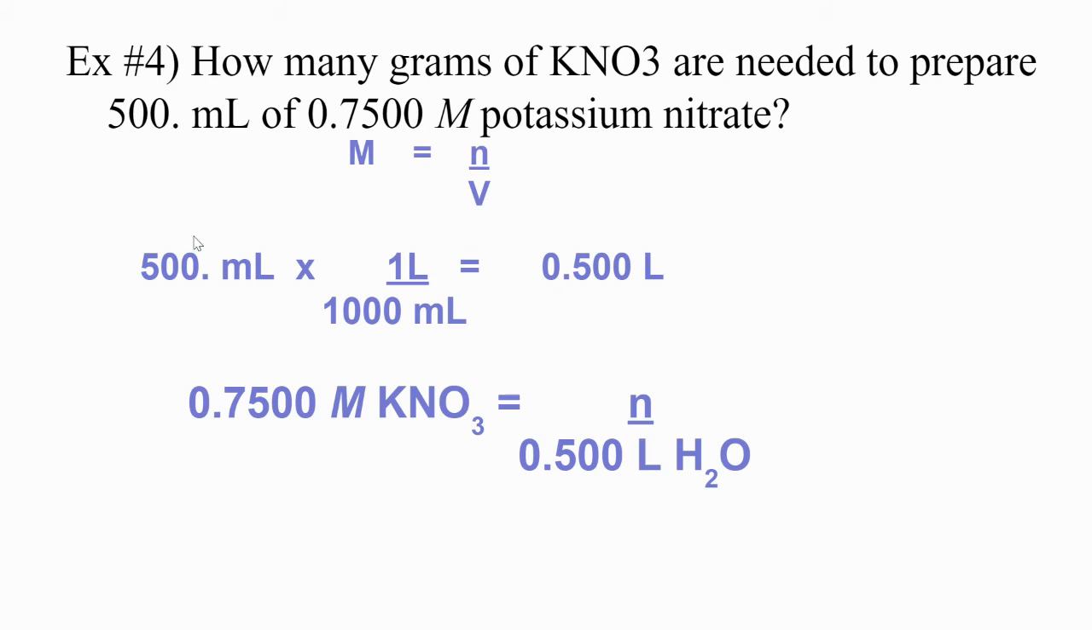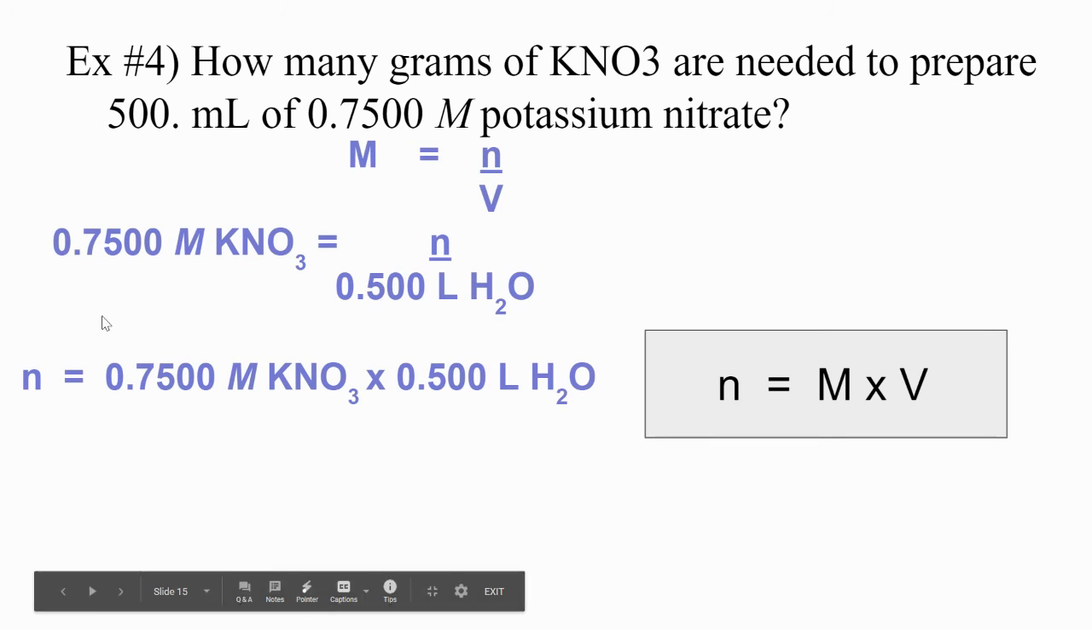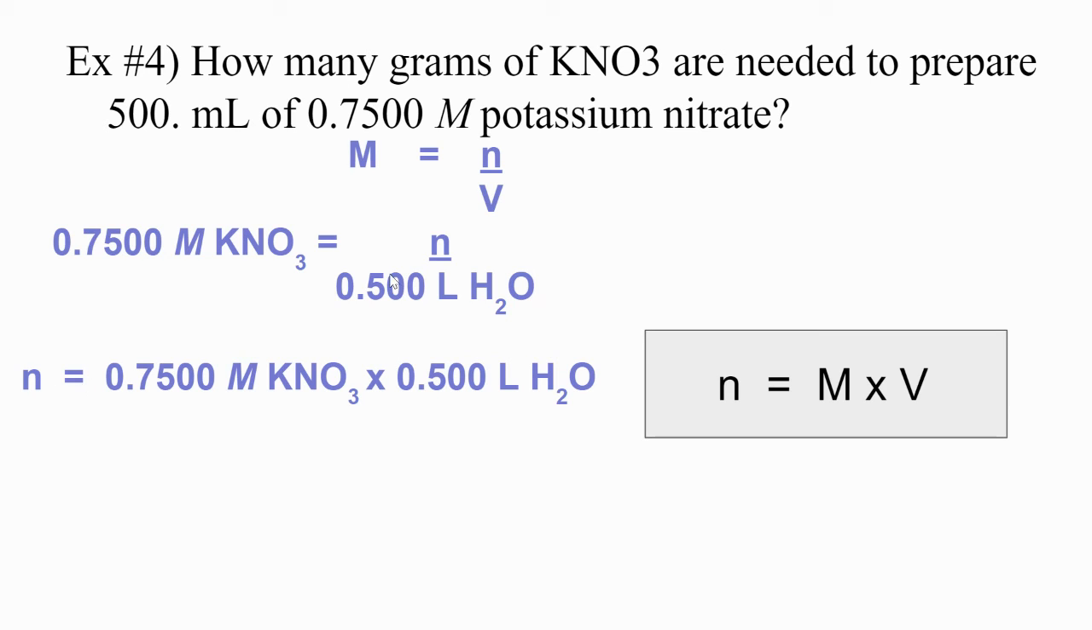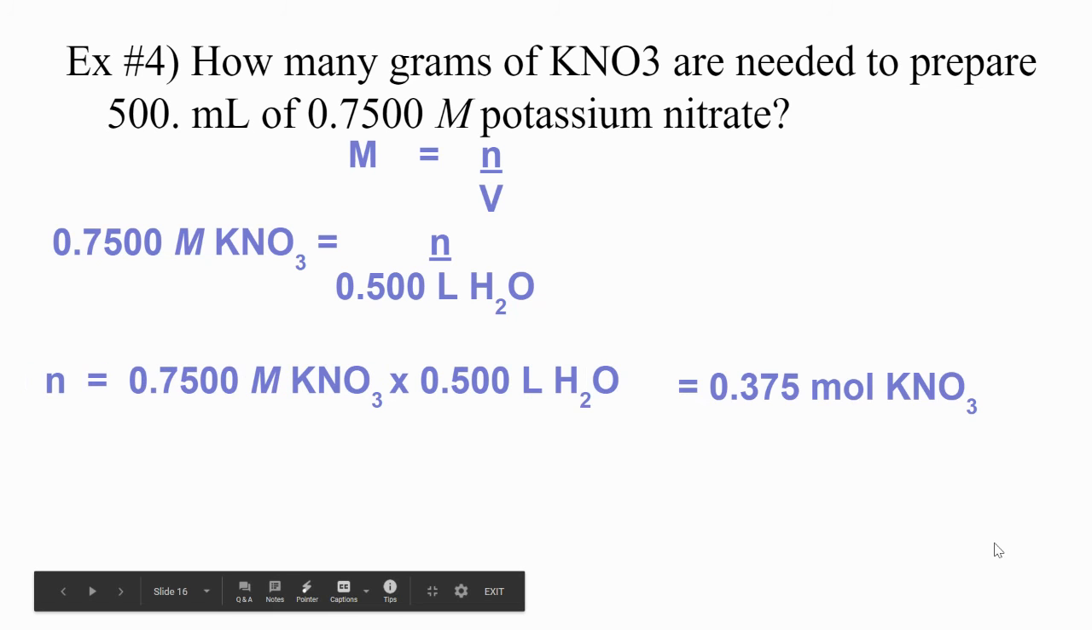So we'll start by converting milliliters to liters, based on the fact that 1 liter contains 1,000 milliliters. Now I can plug in my molarity and I can plug in my volume. When I solve for n, this is what I get. And again, if you want to remember this form of the equation, when I'm solving for moles, it's molarity times volume. When we do the calculation, we get 0.375 moles.